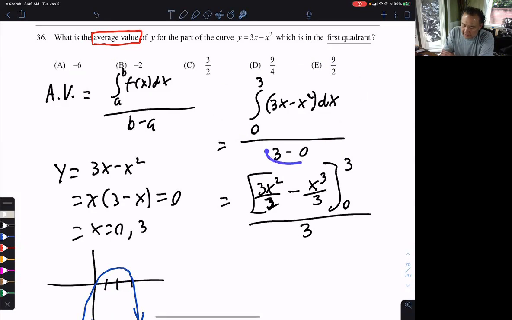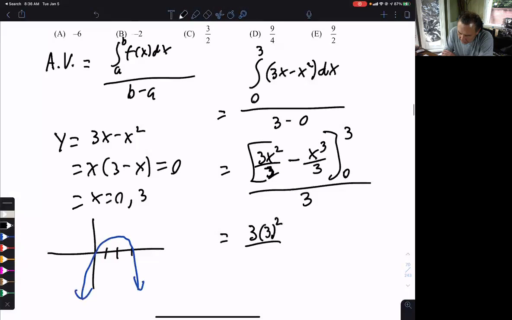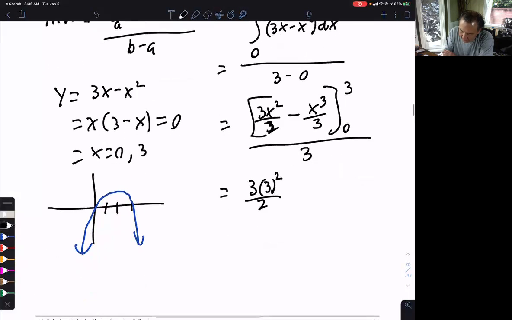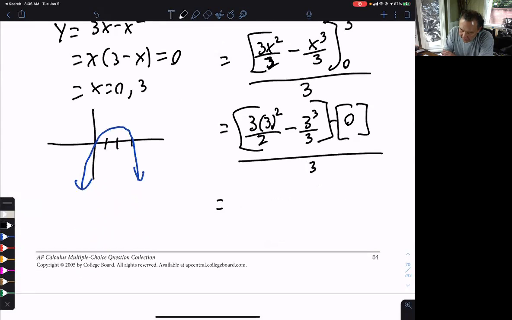And don't forget that it's easy to forget the little things like that. I did that yesterday once. So be very, very careful. I'm going to plug in the 3. 3 times 3 squared over 2 minus 3 cubed over 3. And then when you plug in the 0, you just get 0. Don't forget that 3. Then you're going to get 27 halves minus 27 thirds.